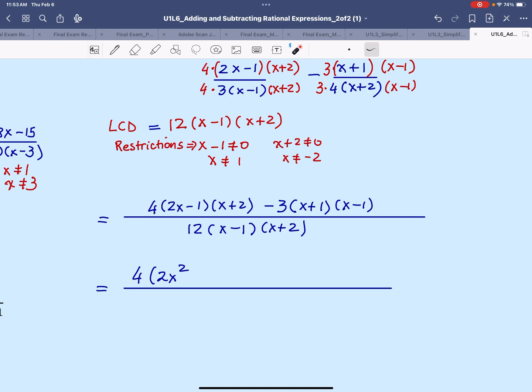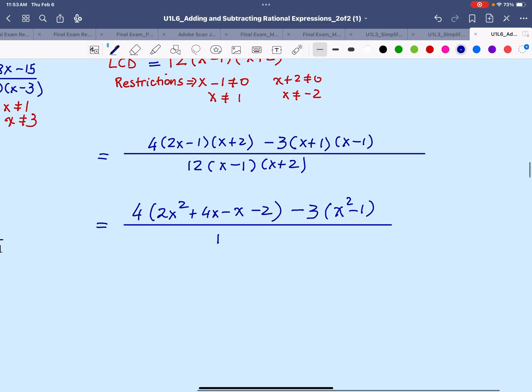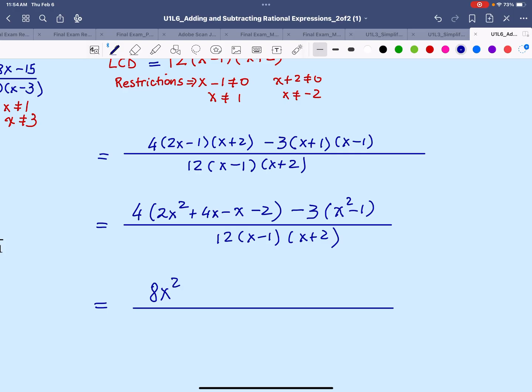So 2x squared, so 2x squared plus 2x minus 1x is 4x minus x, and then minus 2. You can do this in your head, obviously, so that's 3x, but I'm writing all the steps in here. And 3, you probably recognize the difference of squares formula here, a plus b times a minus b, so that's x squared minus 1, and that's over 12 times x minus 1 times x plus 2. And that would be equal to, so we have to keep on simplifying. So 4 multiplied by 2x squared, 8x squared. Now 4x and negative x will make a positive 3x.